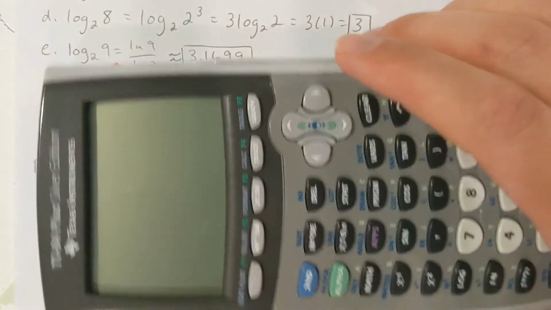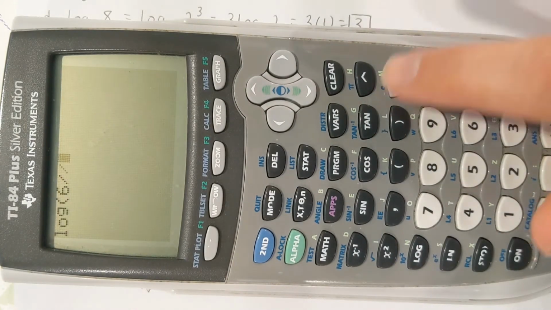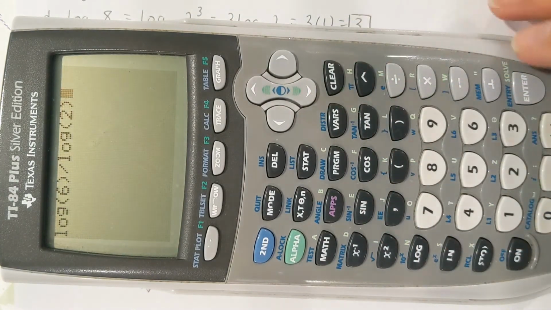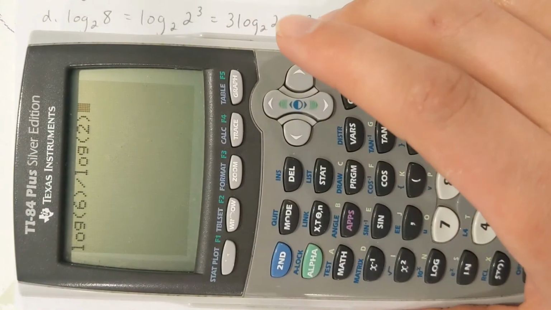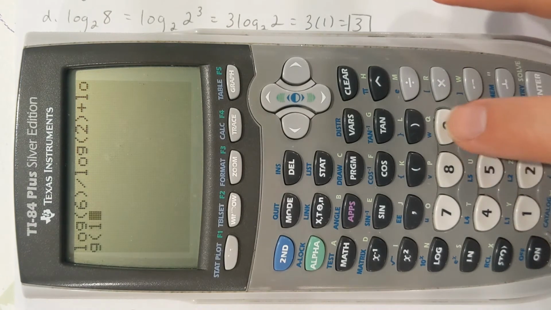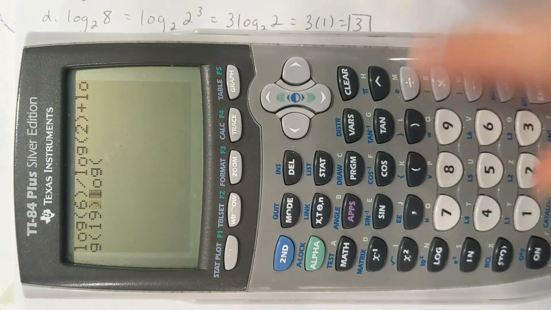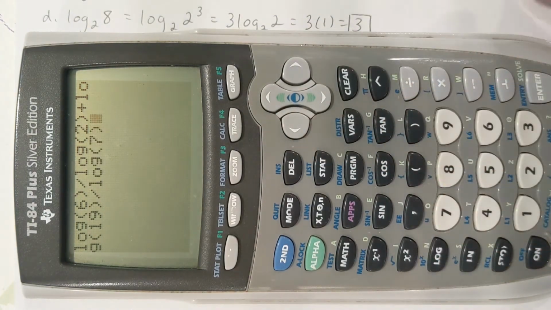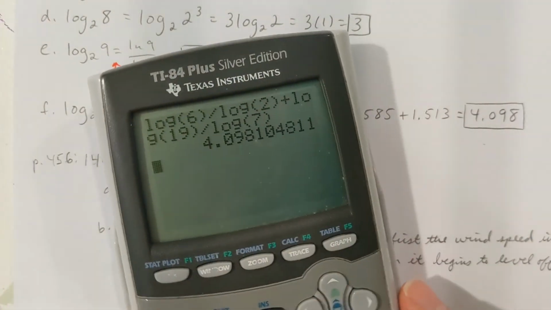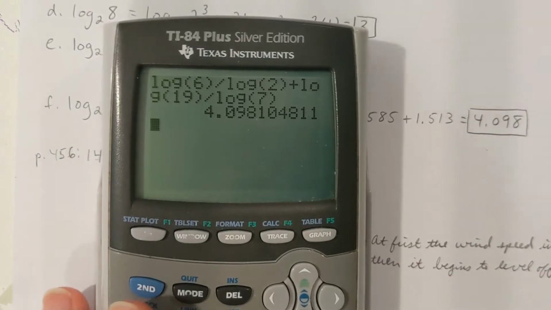log of 6 divided by log of 2, and then plus log of 19 divided by log of 7. Okay, and I'm getting 4.098 roughly when I give the answer there.